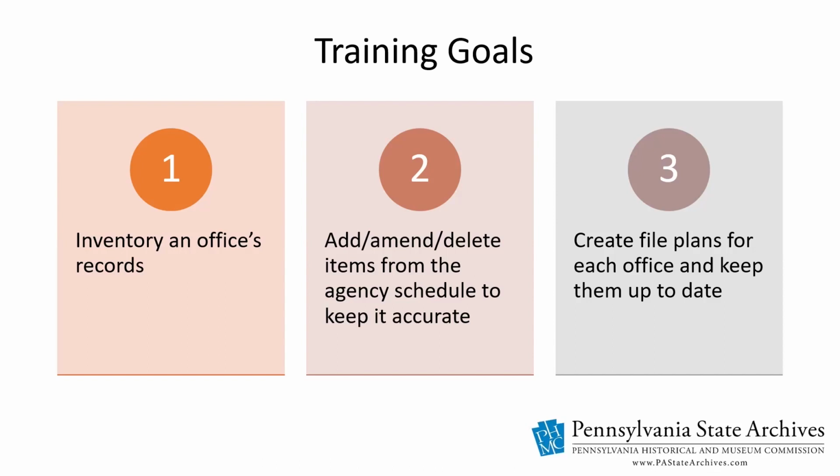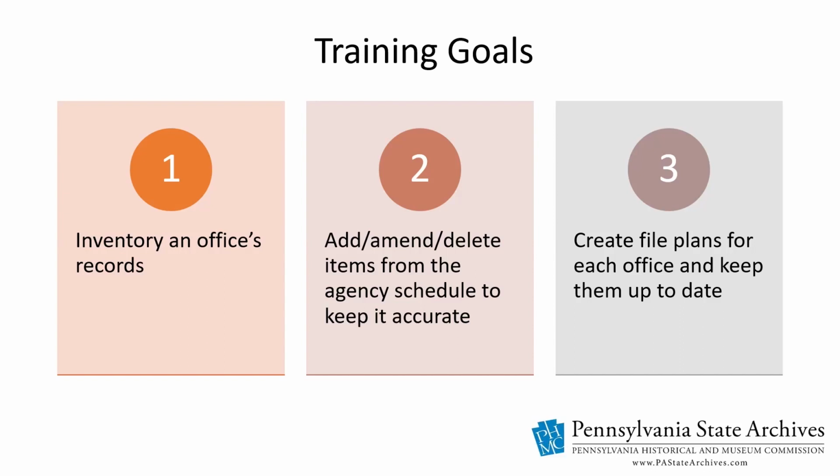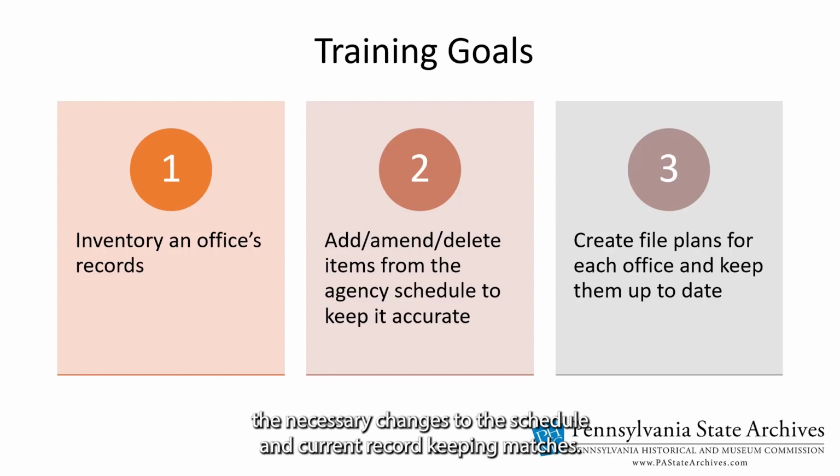appropriate amount of time. By the end of this training, our goal is that an agency records coordinator or other staff member should be able to conduct a survey of all paper and electronic records in an office and make sure that everything in that office is accurately listed on the general or agency record schedule. If there are any discrepancies between how records are currently being retained and disposed and the record schedule, they'll be able to make the necessary changes so the schedule and current record keeping matches.